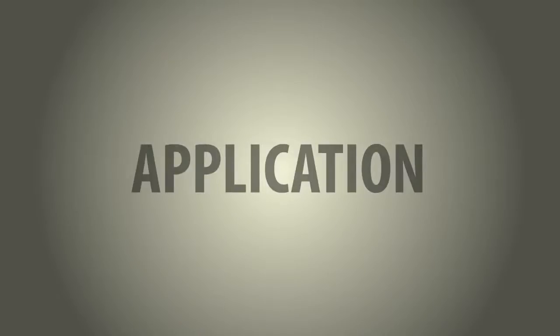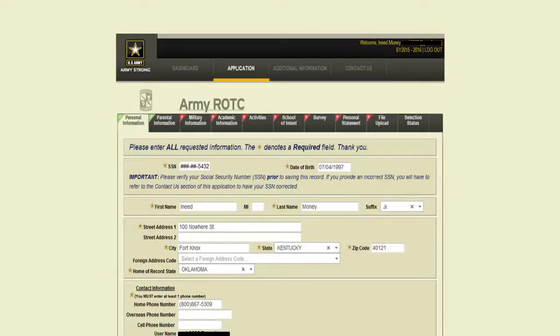Now let's go to the Application tab. If you are a parent filling this out for your child, make sure that you put their social security number, not yours. Do a spell check on your name.